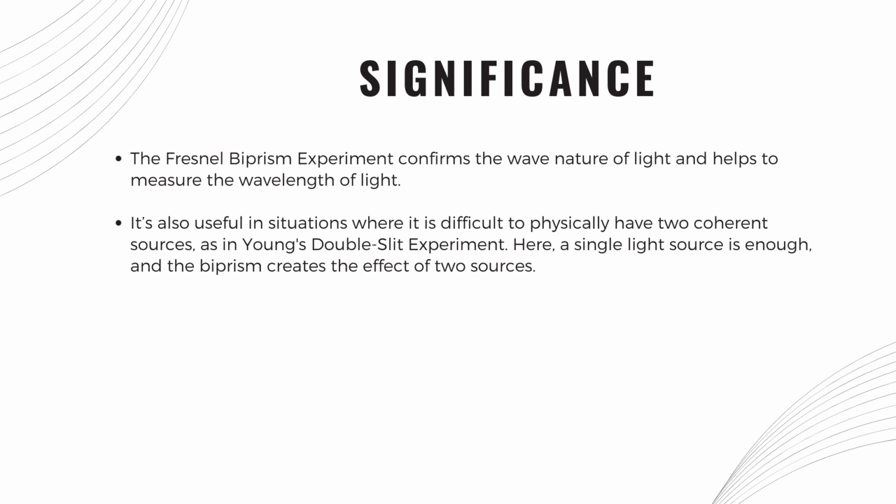Significance of the biprism experiment. The Fresnel Biprism experiment confirms the wave nature of light and helps to measure the wavelength of light. It's also useful in situations where it is difficult to physically have two coherent sources, as in Young's double-slit experiment. Here, a single light source is enough, and the biprism creates the effect of two sources.